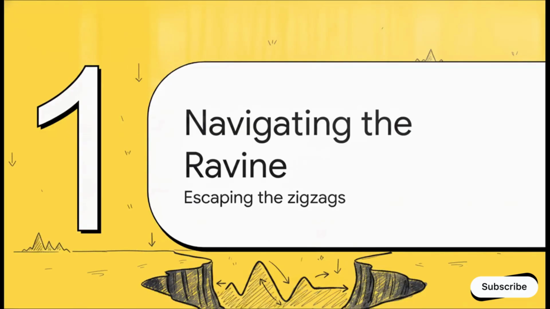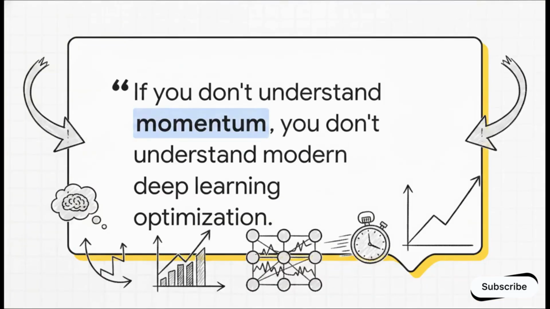Section 1. Navigating the ravine and escaping those zigzags. Let's start with the immediate symptom. If your loss plots are showing massive, microscopic zigzags without actual downward movement, you are trapped in that ravine. And look, if you don't understand momentum, you simply don't understand modern deep learning optimization.